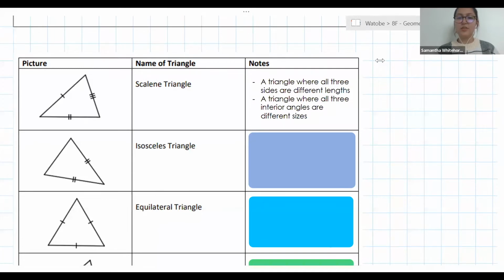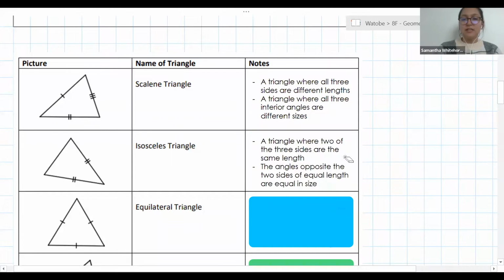Okay, awesome. So an isosceles triangle is exactly as Shaba has told us, one where 2 of our sides are equal. So a triangle where 2 of the 3 sides are the same length. And that then means, and we're going to get to this reason, so don't stress about it, that the angles opposite those 2 sides are equal in size.